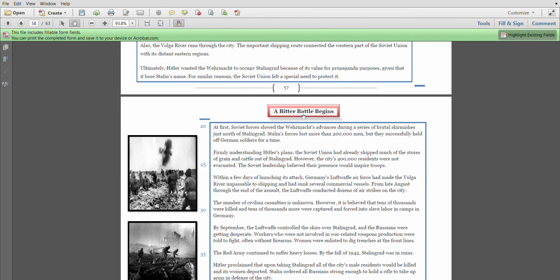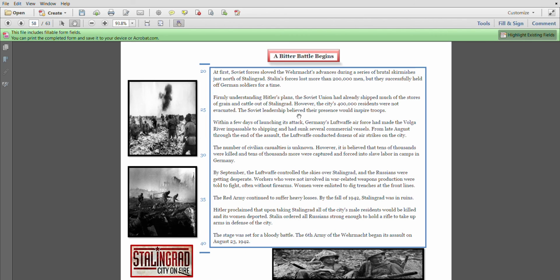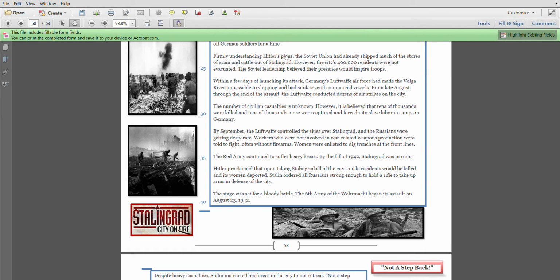Bitter battle begins. At first, the Soviet forces slowed the Wehrmacht's advances during a series of brutal skirmishes just north of Stalingrad. Stalin's forces lost more than 200,000 men, but they successfully held off German soldiers for a time. Firmly understanding Hitler's plans, the Soviet Union had already shipped much of the stores of grain and cattle out of Stalingrad. However, the city's 400,000 residents were not evacuated. The Soviet leadership believed their presence would inspire troops. Within a few days of launching its attack, Germany's Luftwaffe Air Force had made the Volga River impassable to shipping and sunk several commercial vessels.